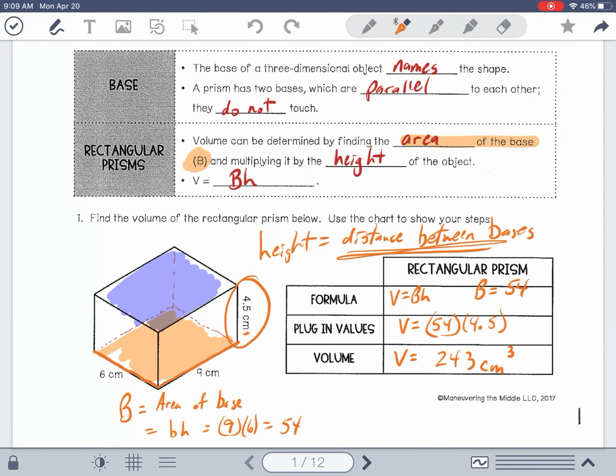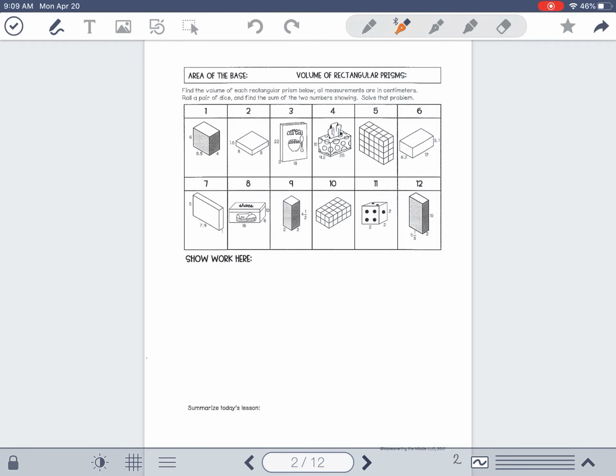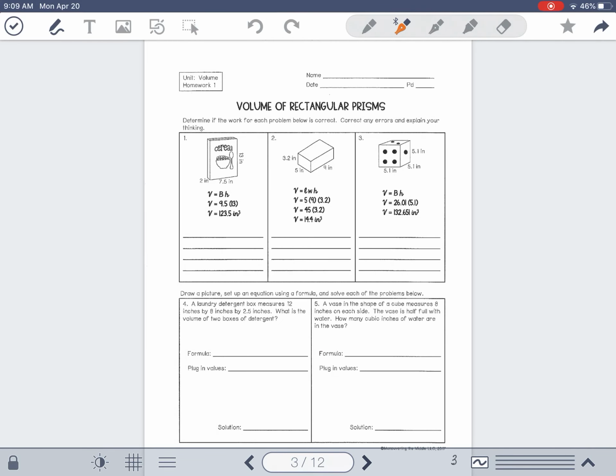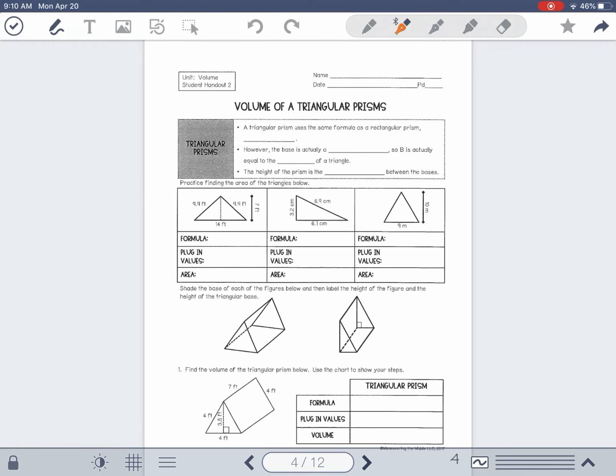So I'm going to let you take a screenshot of that real quick. All right, let's go and see what's next. We did a bunch of these example problems.